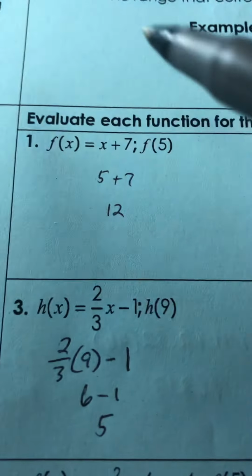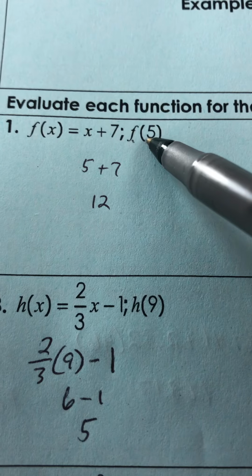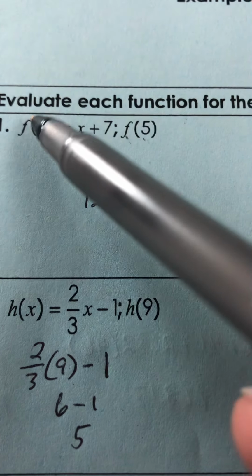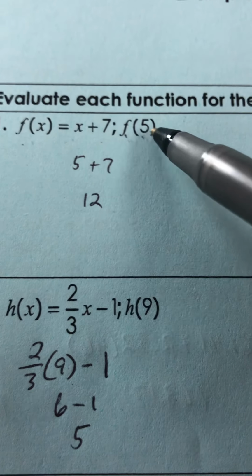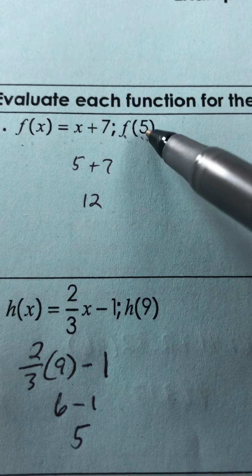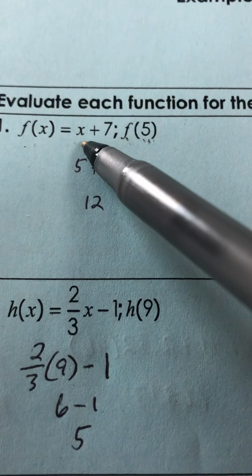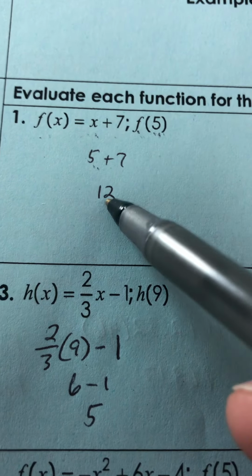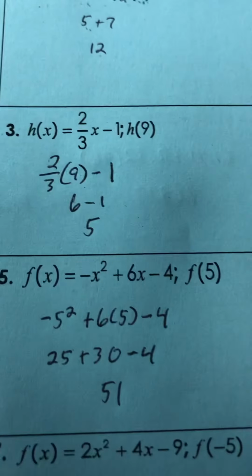For number one, evaluate each function for the given value. So if f of x is this, and if the x is 5, the input is 5, so put in 5 for x is what it's saying. That's what all this meant up here, this input stuff. So it's telling you to put in 5 for x, so 5 plus 7 equals 12.